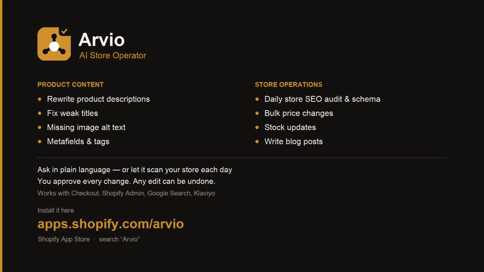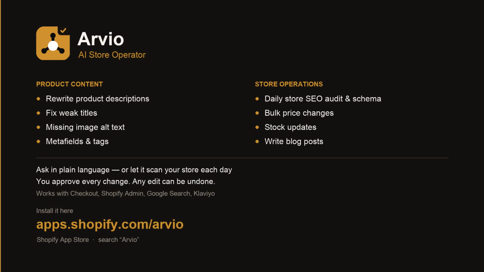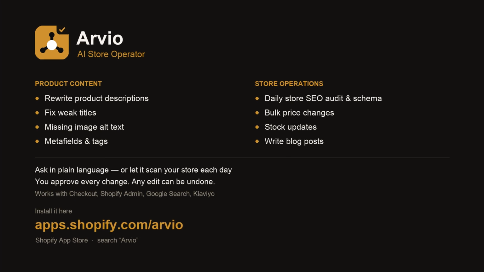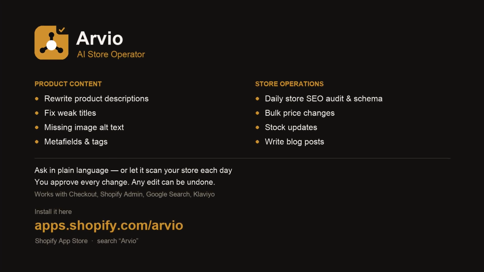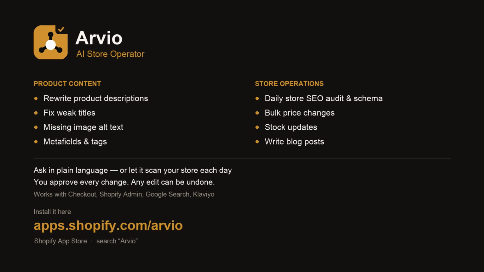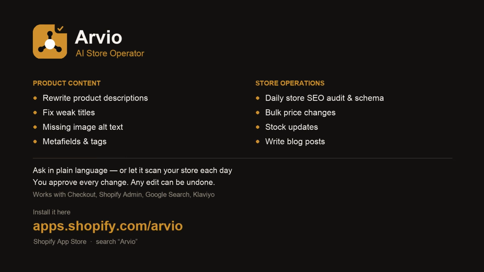And descriptions are only one of the things it does. Same box, same plain English. Fix missing alt text. Rewrite weak titles. Bulk change prices. Update stock. Run a daily store SEO audit. Even write blog posts. You approve every change, and any edit can be undone.